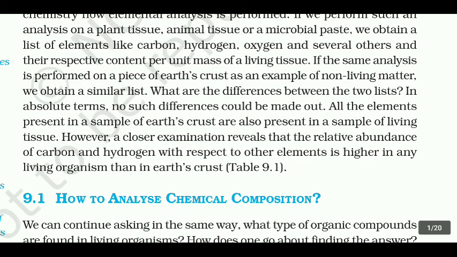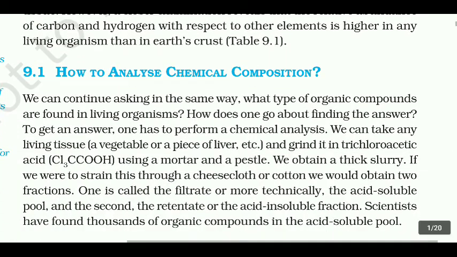How to analyze chemical composition? We can continue asking in the same way, what type of organic compounds are found in living organisms. How does one go about finding the answer? To get an answer, one has to perform a chemical analysis. We can take any living tissue, a vegetable, or a piece of liver, and grind it in trichloroacetic acid, that is Cl3CCOOH, using a mortar and a pestle. We obtain a thick slurry.